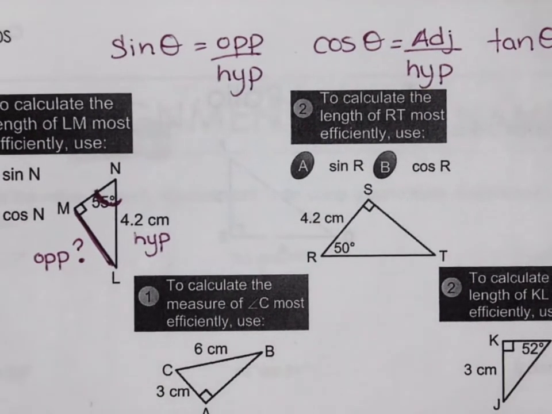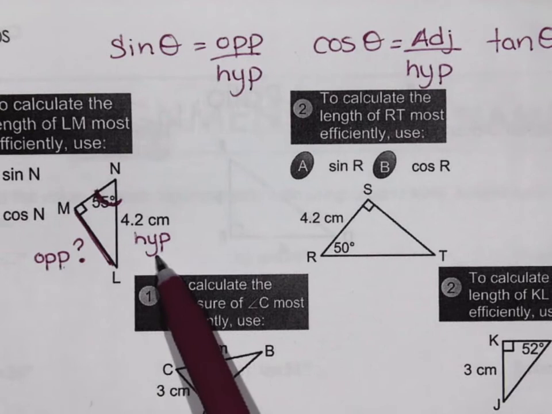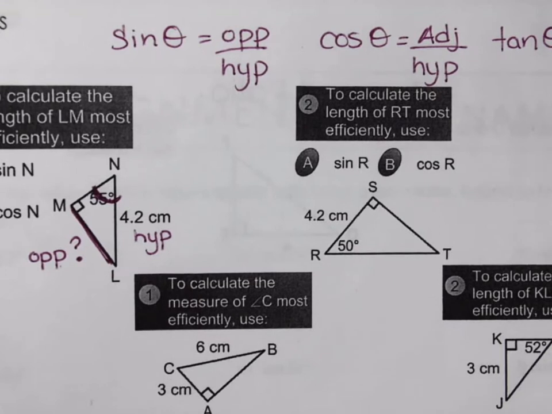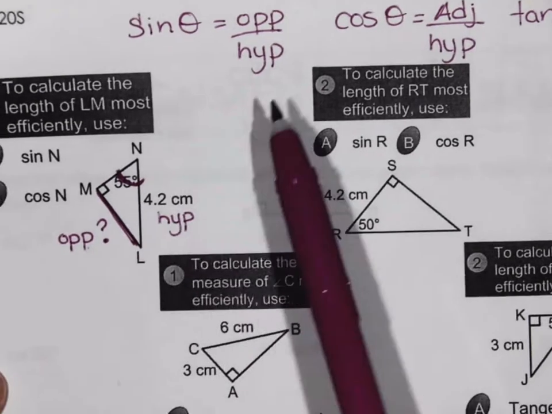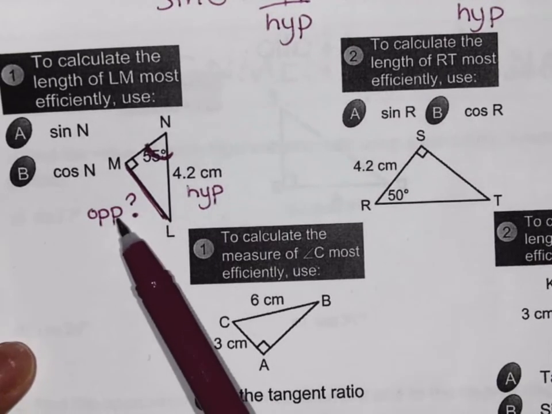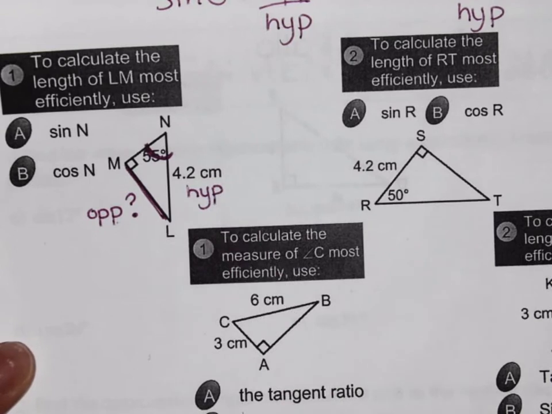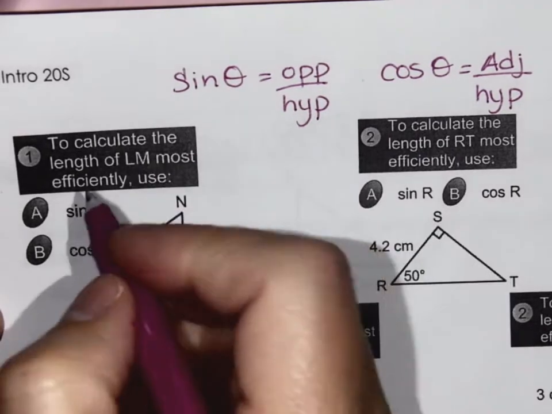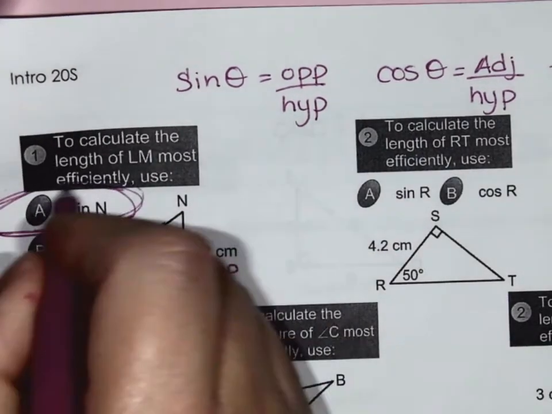So which one has opposite and hypotenuse in it? Sine. All right. So we are looking for the opposite. We have the hypotenuse. So I need a formula with those two side lengths in it. And the option would be sine. So we want to pick option A here.